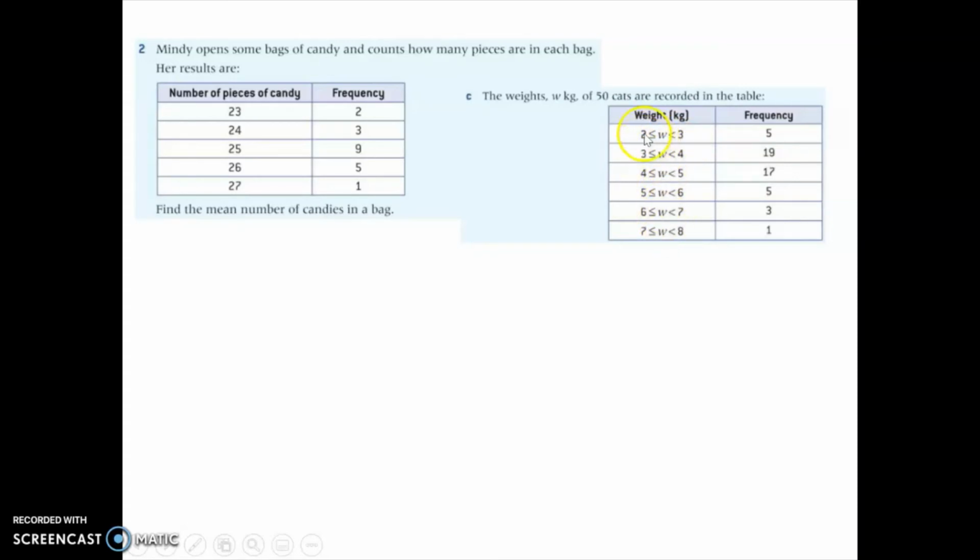Notice here it's saying including 2 and up to 3, but not including 3. Here's including 3 and up to 4, but not including 4, and so on. You can see most cats tend to be right here, between 3 and 4 and 4 and 5 kilograms right here.